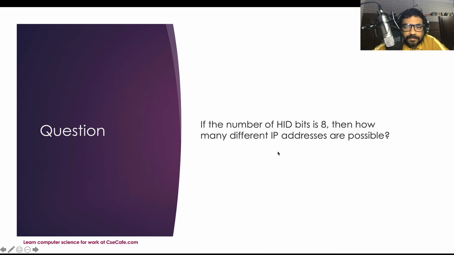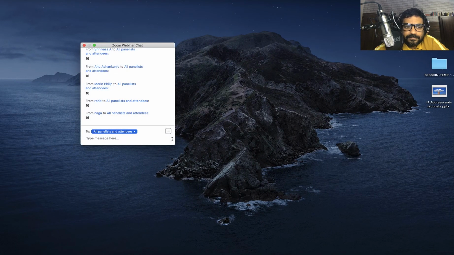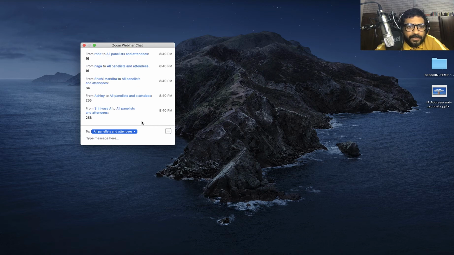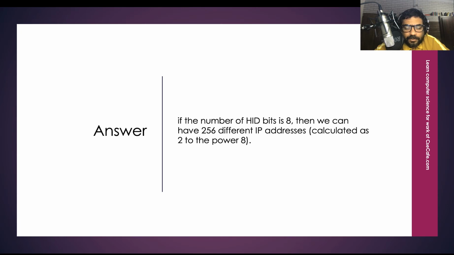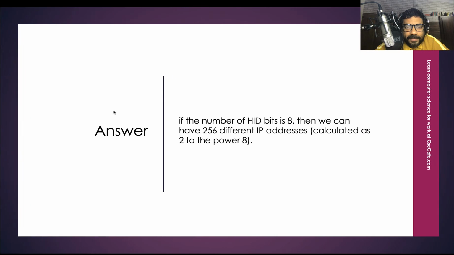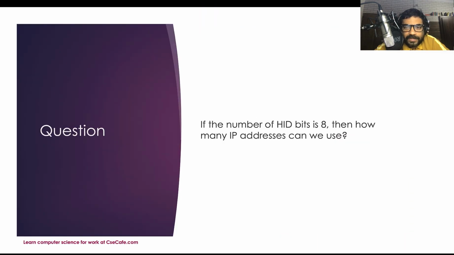Now if the number of HID bits is 8, then how many different IP addresses are possible? Okay, so this has mentioned 64. 255, 256. Let us see. It is 256, which is calculated as 2 to the power of 8. Again, you shouldn't be making mistakes on simple mathematical problems. If the number of HID bits is 8, then how many IP addresses can we have for IPv4?